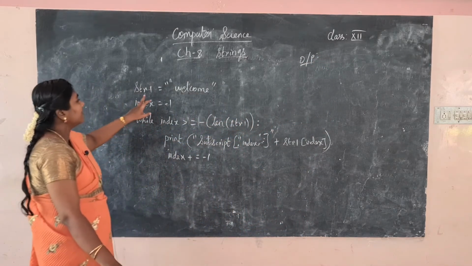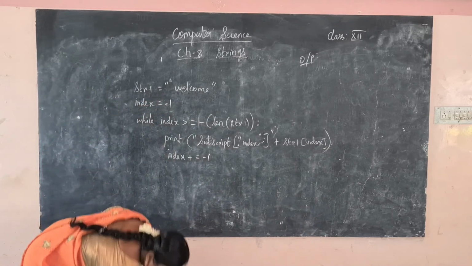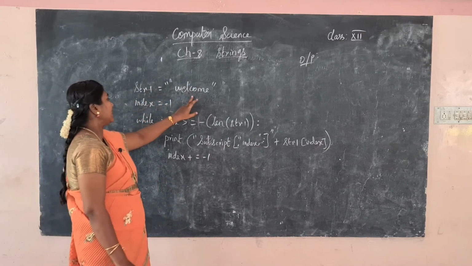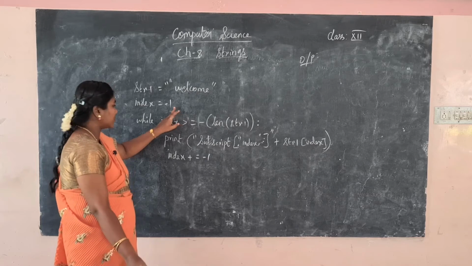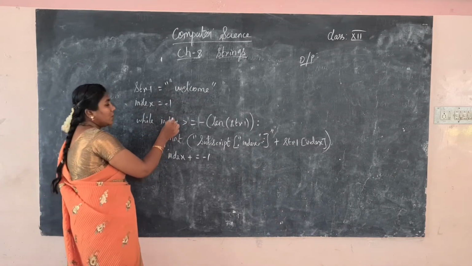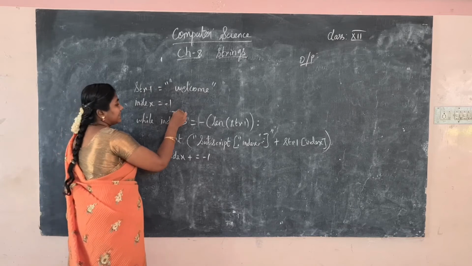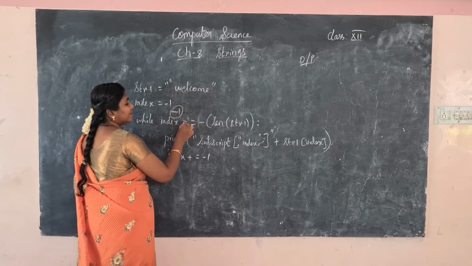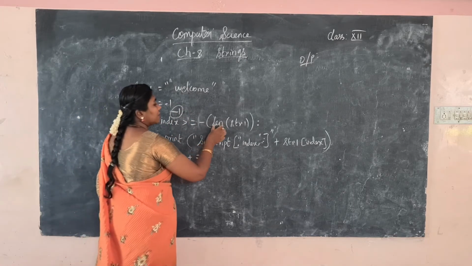Okay, see here. String 1 is equal to welcome, and index has been taken as -1. What is the value of index? Index is -1. The condition is that it must be greater than or equal to the length of the string 1.